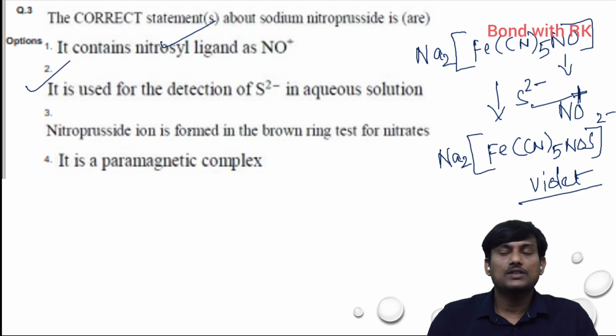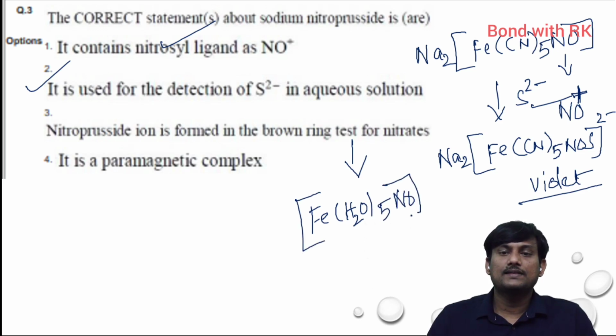Okay, the second one is also correct. And the third one: nitroprusside ion is formed in the brown ring test. Actually, in the brown ring test, you can find [Fe(H2O)5NO]2+. This is the complex which is formed in the brown ring test. So this one is incorrect.